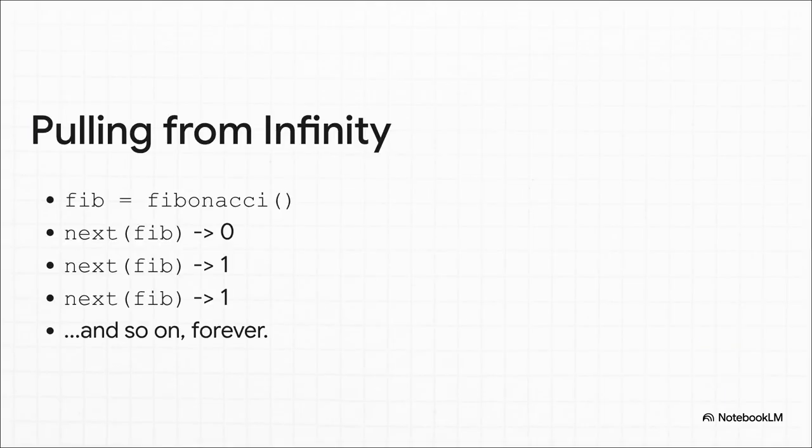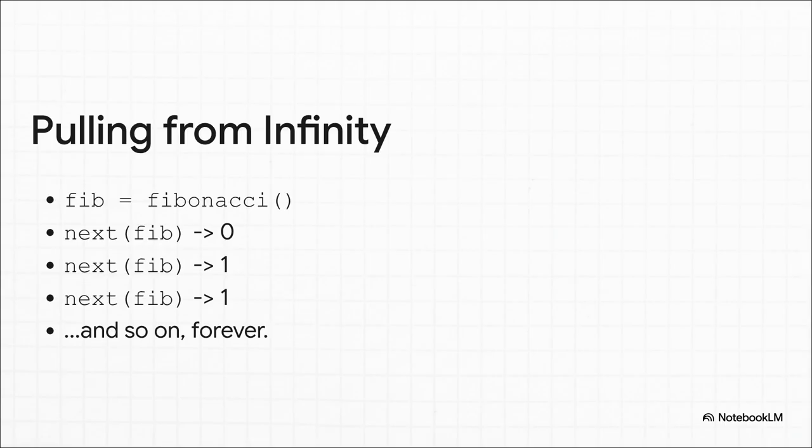And look how we can use it. We create our fib generator object. The first time we call next, we get 0. The next time, 1. The next time, 1 again. Then 2, 3, 5, 8. And we can just keep calling next literally forever. We have created an infinite stream of numbers that takes up almost no memory.